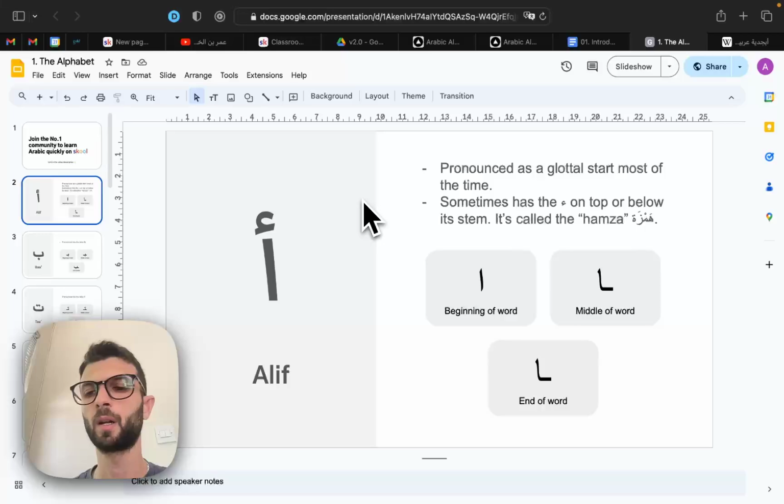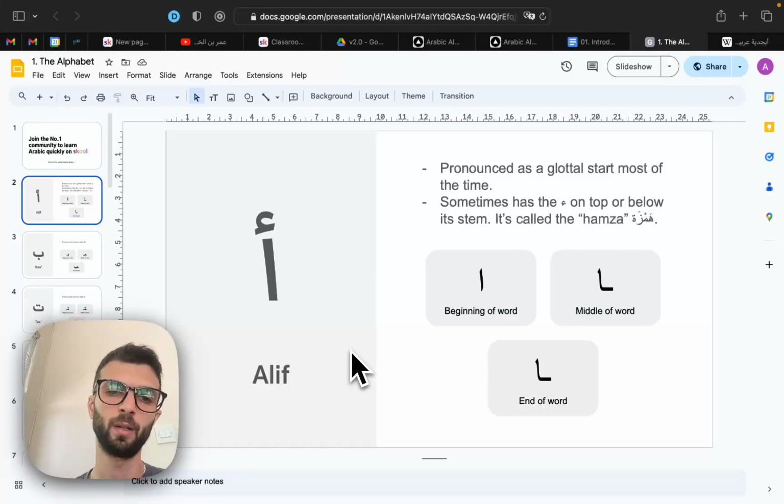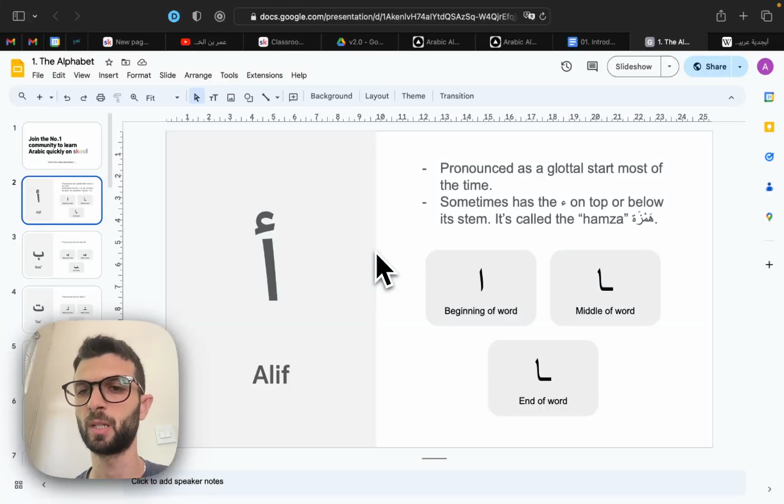This first letter is kind of equivalent to the letter A in the English alphabet. But not exactly, so take it with a grain of salt. The Alif is pronounced as a glottal start most of the time when it comes in the beginning of the word. So, that's the glottal start. And let me give you an example. أغسل, which means I am washing.